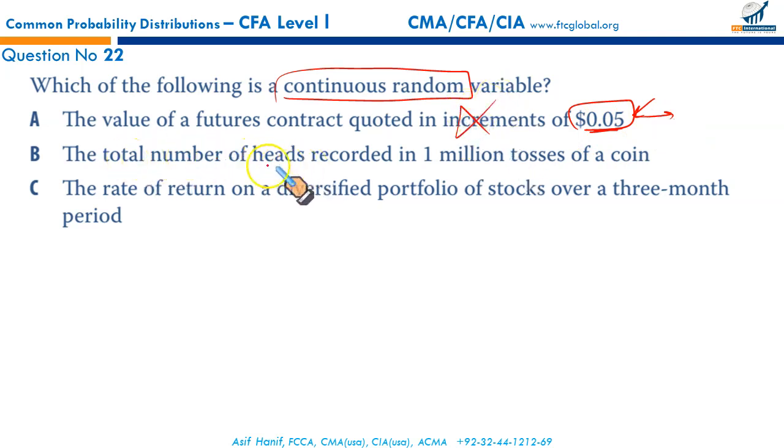The number of heads recorded in 1 million tosses of a coin. Again, it's a discrete number, not a continuous one. It cannot assume any value. So this is discrete as well.